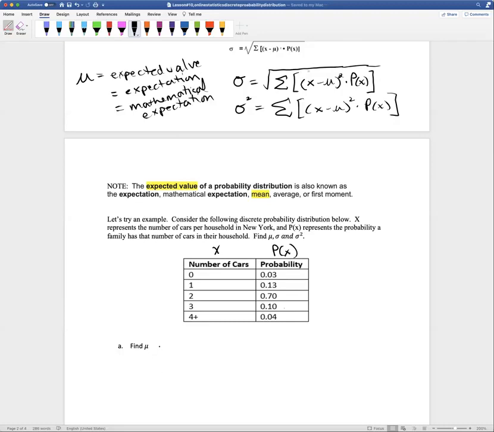Now, the next thing we want to figure out is the mean of this probability distribution, or the expected value. So real quickly, if you were to knock on the door of the average household in New York, how many cars would you expect them to have? Well, the highest probability here is 2. Do you guys see that? There's a 70% chance they'll have 2, but then there's a 13% chance they'll have 1 and only a 10% chance they'll have 3.